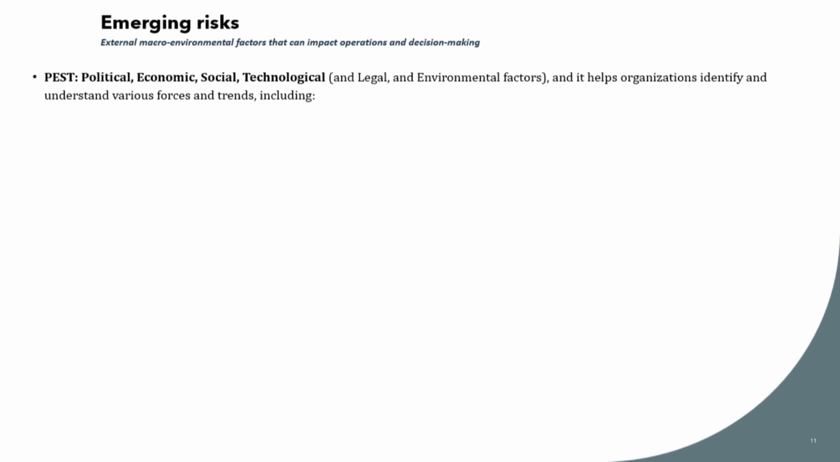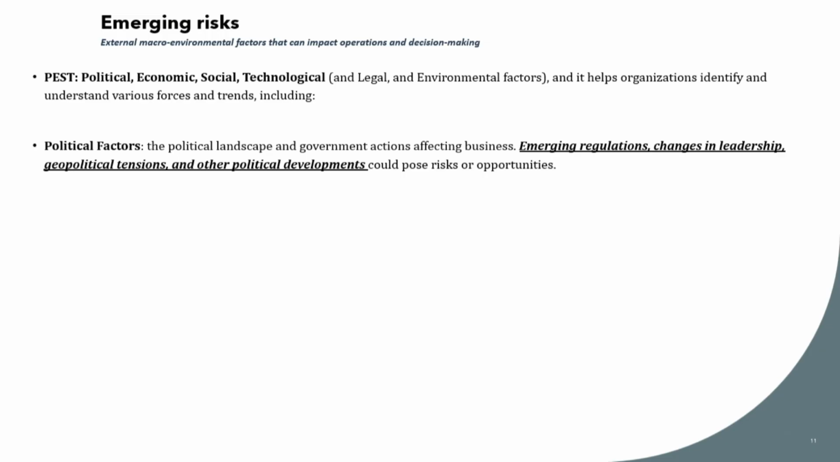It helps organizations identify and understand various forces and trends, including political factors, political risk. So the political landscape and government actions affecting business. For example, emerging regulations, changes in political leadership, geopolitical tensions, and other political developments could all pose risks or opportunities for the firms. So all these political factors are one of the key components of external environmental risk.